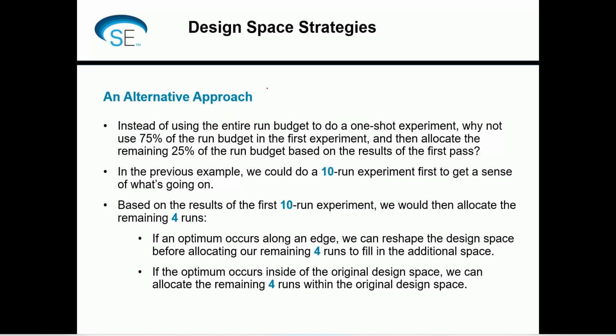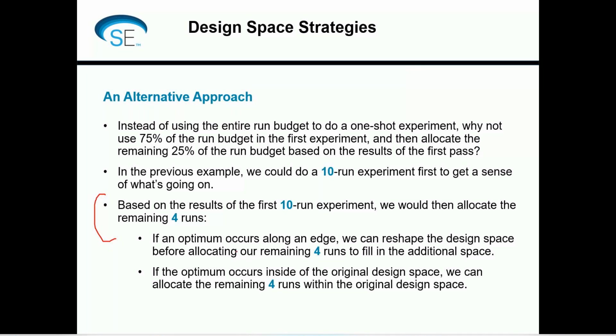So in the previous example, instead of using all 14 runs, maybe we could have done a 10-run experiment to get a sense of what's going on. And then based on what happens with those 10 runs, we could have taken a look at what we want to do with the remaining 4 runs. Now, I realize this is not always logistically possible, but in many cases, it is. It is possible to do the 10 runs, take 10 minutes to analyze your data, and then go back and do the remainder of the runs.